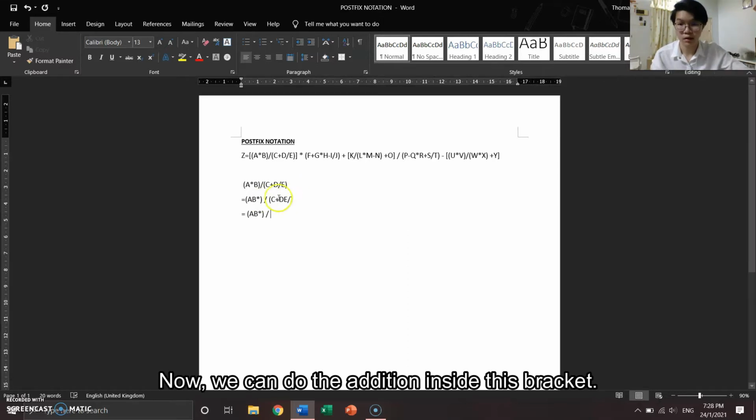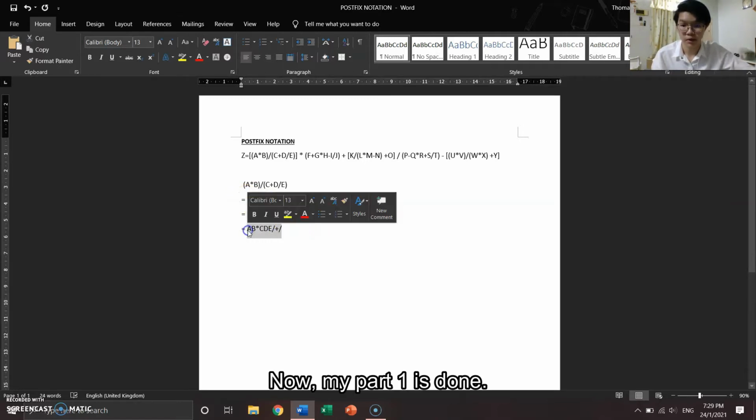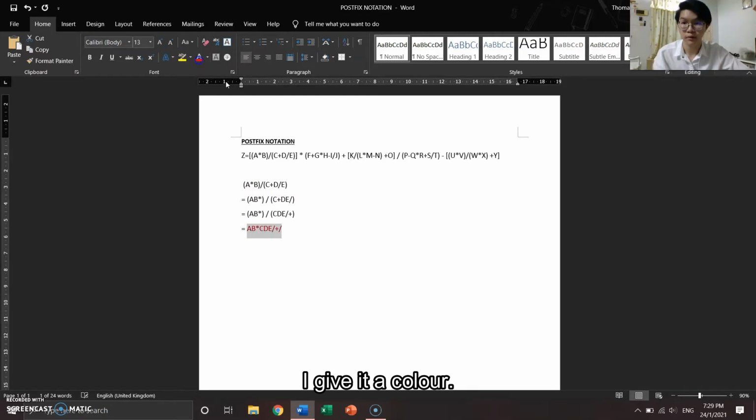Now we can do the addition inside this bracket. CDE. Okay, now we can combine it. Okay, now my part 1 is done. I give it a color.